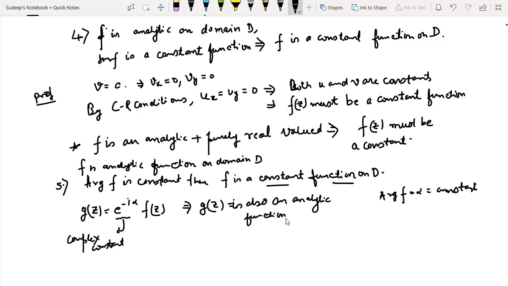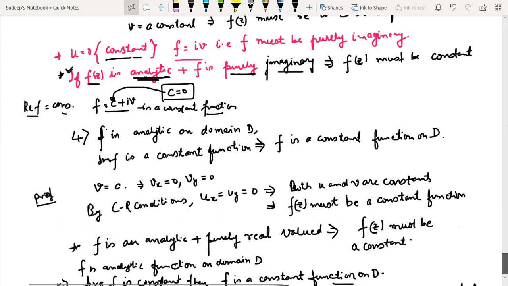And what is given to us? It is given to us that the argument of f is equal to alpha, a constant, which implies that tan inverse of v upon u, which is alpha, is a constant. And which implies that v must be equal to u tan alpha. I hope it is clear till now.